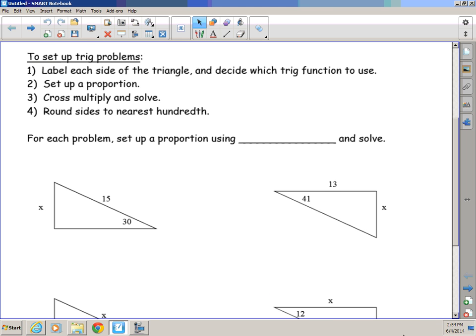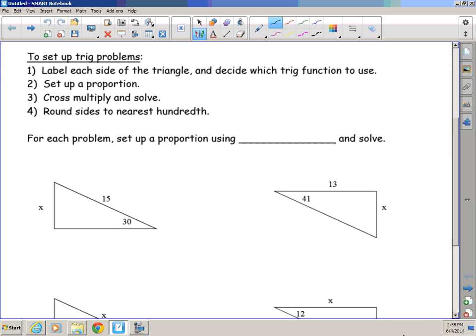So today we're going to solve trigonometry problems where we are going to find the missing side. And the key here is that we don't have enough information to use the Pythagorean theorem because we don't have two sides given to us to find the third side. We're given an angle and a side. So what we're going to do is follow the following steps.